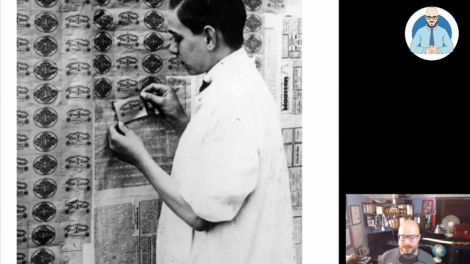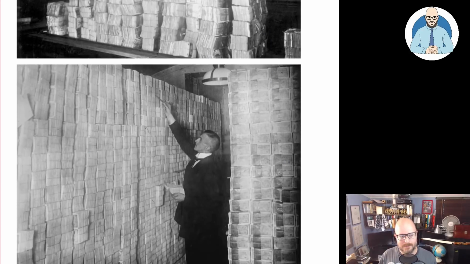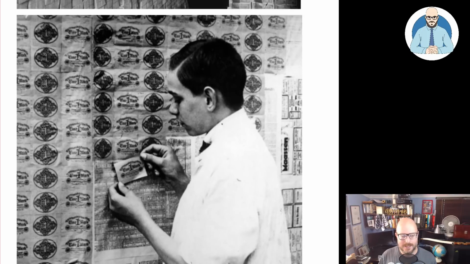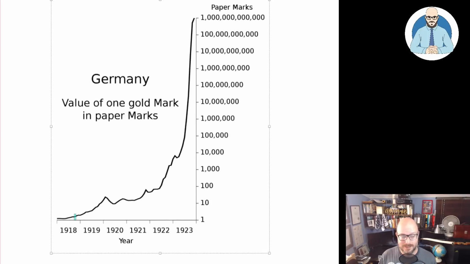Now, I thought I'd bring up some images here. And this is from the Weimar Republic in Germany. Now, after Germany lost World War I, the monarchy disappeared, the republic came into place, and to pay their war reparations, they printed money. They printed so much money that it started being used as wallpaper.